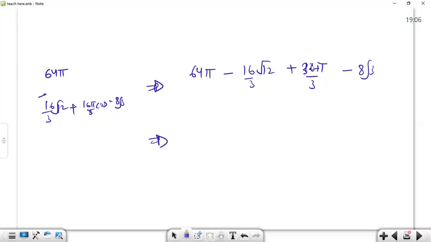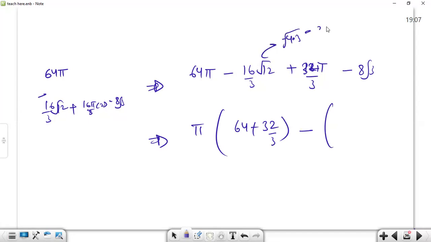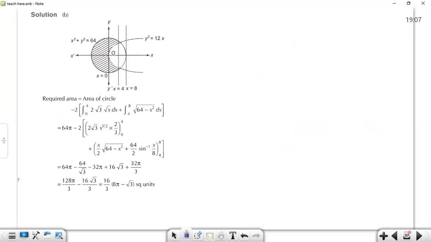Let's solve it further. 32 pi by 3. So pi common, 64 minus 64 plus 32 by 3, minus this can be written as 4 into 3, so 2 root 3. So this has become 32 root 3 by 3 minus 8 root 3. This will come out as solving further pi into something. Let's move on to the solution directly.